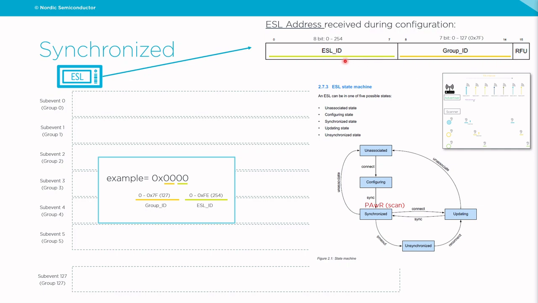The group ID corresponds to the subevent to which the tag needs to be synchronized. So, as soon as the tag receives the PAST procedure, so that it receives the synchronization from the access point, the tag will check the ESL address written by the access point during the ACL connection. It will check the group ID field and synchronize to the corresponding subevent. So if, for example, this first tag has received the address 0000, in this case, it means that it has been assigned to the group 0, and the ESL ID is also 0. This tag will therefore synchronize to the subevent 0 corresponding to group ID 0.